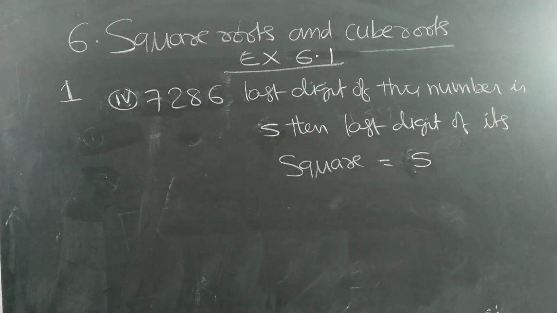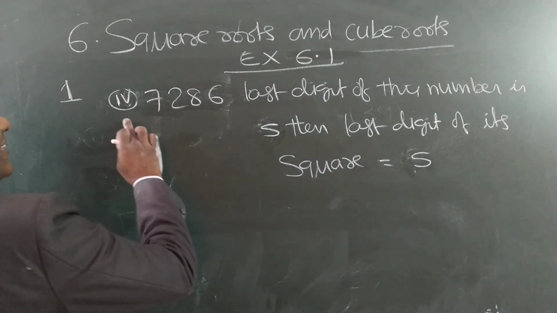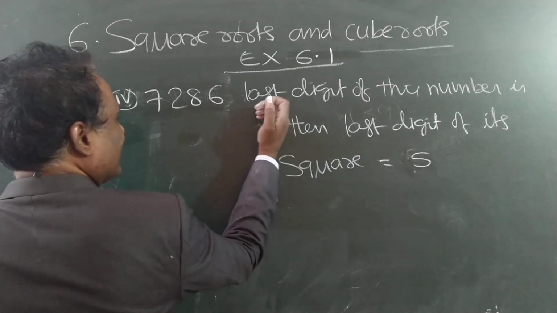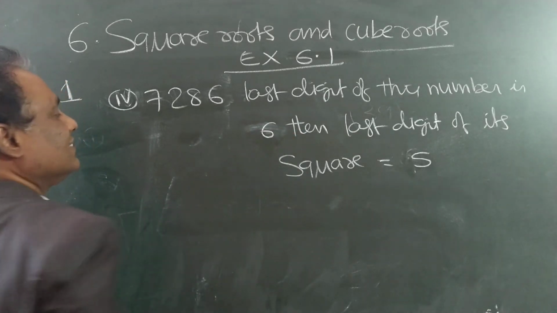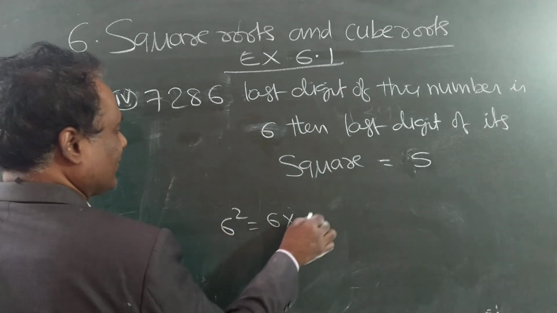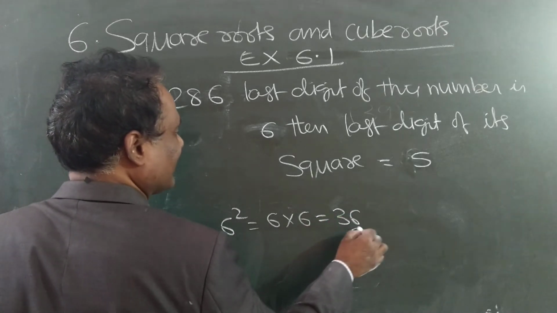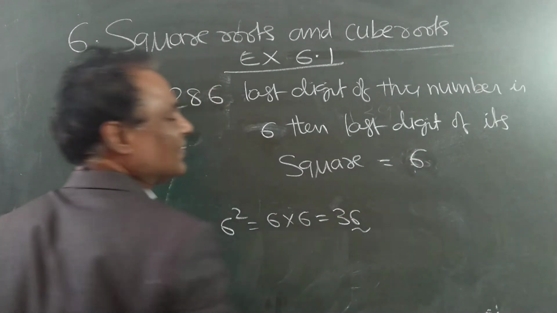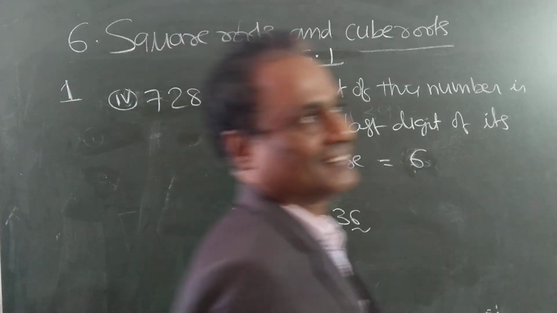7286. The last digit of this number is 6. 6 squared is 6 into 6, which is 36. The last digit of 36 is 6 only. Like that.